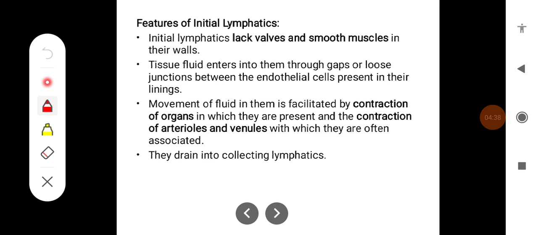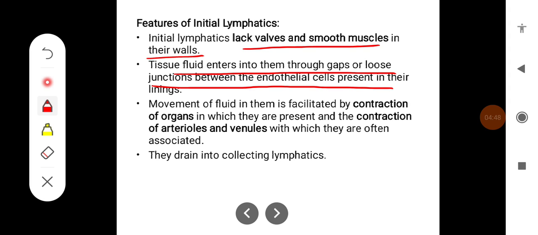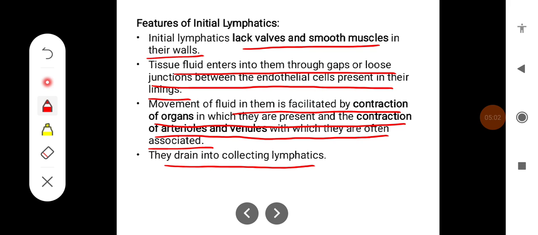The initial lymphatics lack smooth muscles in their walls. The tissue fluid enters into them through gaps or loose junctions between the endothelial cells present in their linings. Movement of fluid in them is facilitated by the contraction of the organs in which they are present and the contraction of the arterioles and venules with which they are often associated. They drain into the collecting lymphatics.